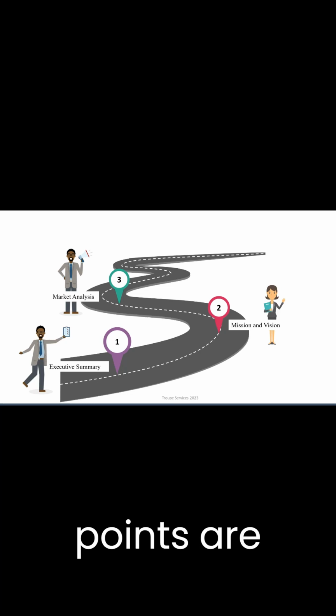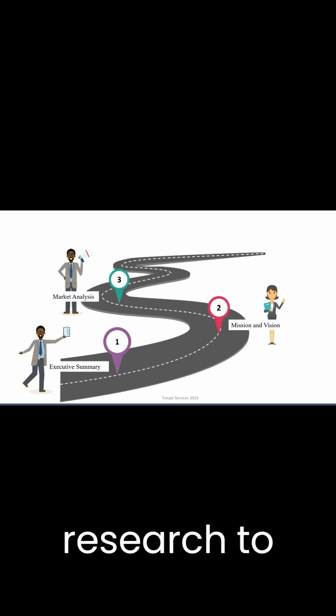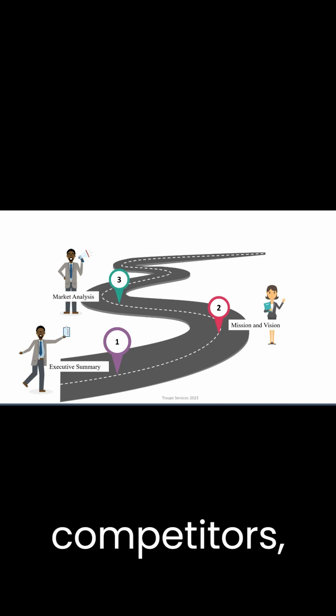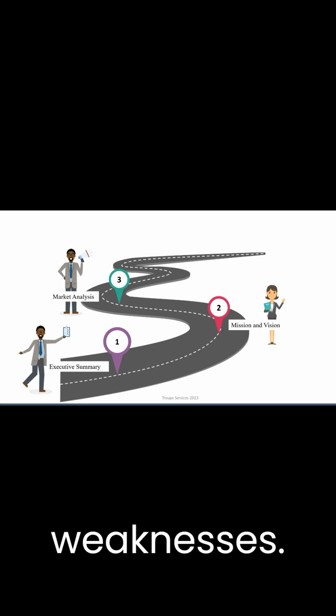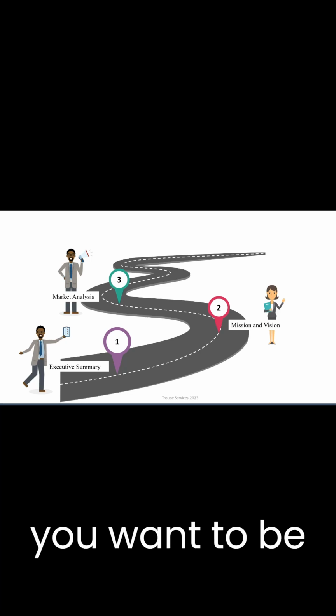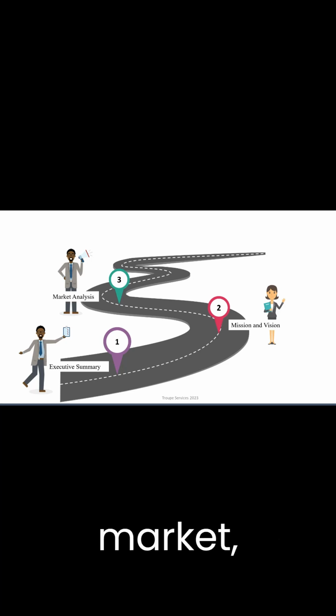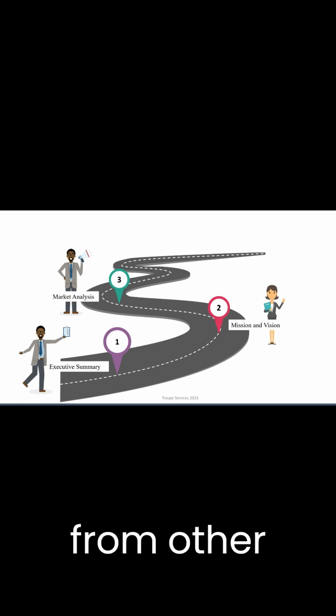Now we're on step 3, market analysis. Those key points are to conduct thorough market research to understand your target audience, their needs and preferences. You also want to analyze your competitors, identifying their strengths and weaknesses. And finally, you want to be able to explain how the OSB method addresses the unique needs of your target market, setting your course apart from other offerings.